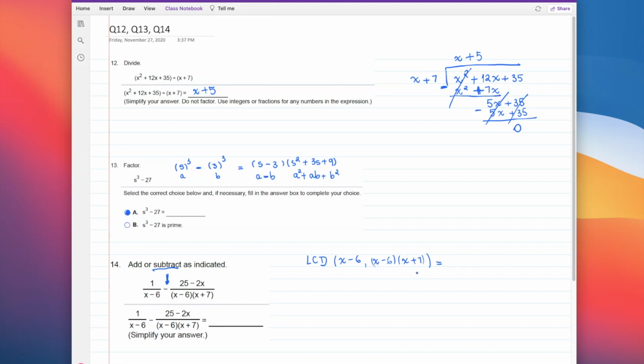The least common denominator has to contain both denominators. The one that contains both is not that one, but this one. This one contains itself and contains that one, and it is the smallest one to contain both. So the LCD is the whole thing: x minus 6 and x plus 7. Once I know it, I have to rewrite both rational expressions with the least common denominator.